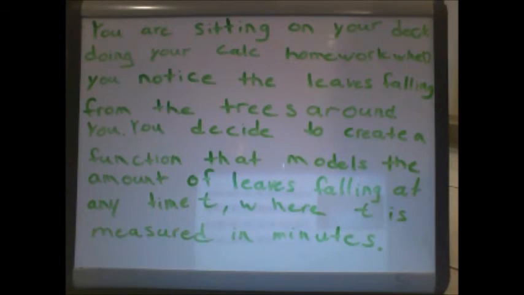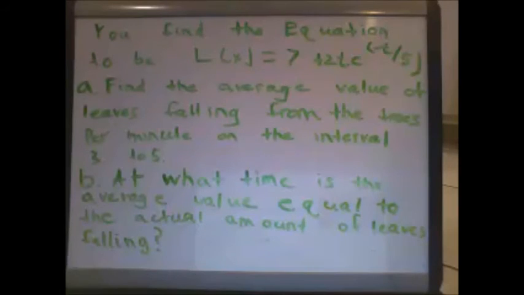Here's our second practice problem. You are sitting on your deck doing your calc homework when you notice the leaves falling from the trees around you. You decide to create a function that models the amount of leaves falling at any time t, where t is measured in minutes. You find the equation to be L of x equals 7 plus 2t e to the negative t over 5. Find the average value of leaves falling from the trees per minute on the interval 3 to 5. At what time is the average value equal to the actual?